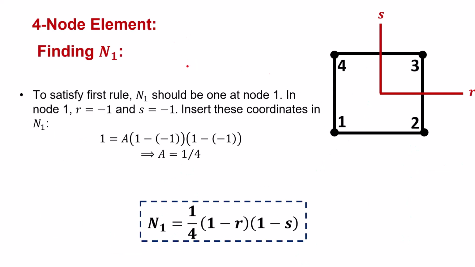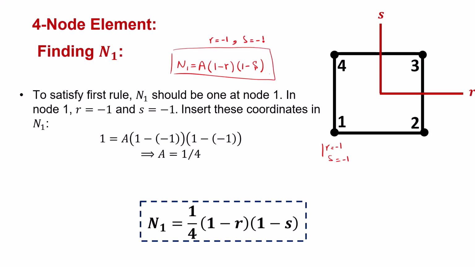Now let's apply the first rule to finalize the shape function for node 1. We already wrote that N1 equals a times (1 minus r) times (1 minus s). At node 1, r is -1 and s is -1. According to rule number 1, the shape function must be equal to 1 at this node. So let's plug these values into this equation, r equal to -1 and s equal to -1.